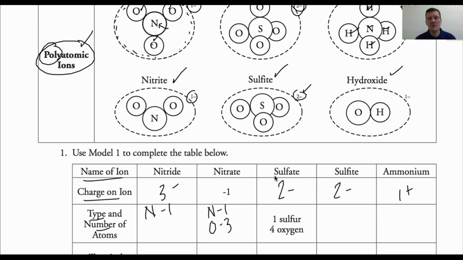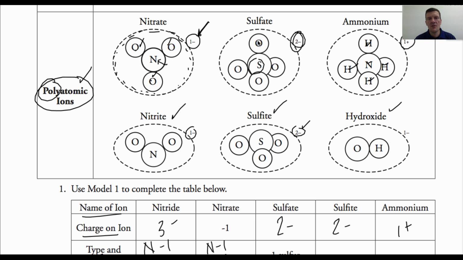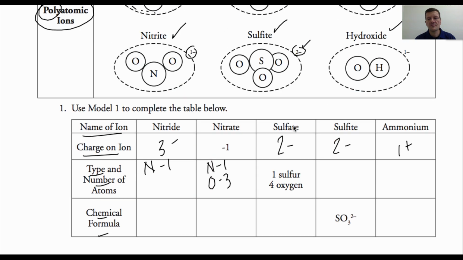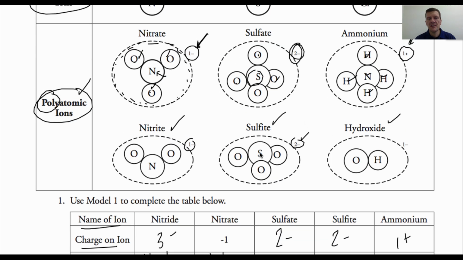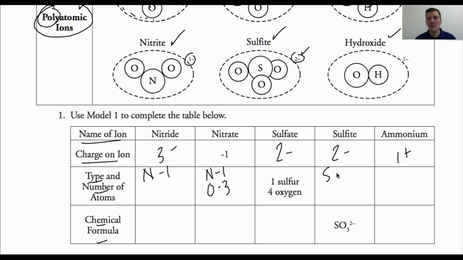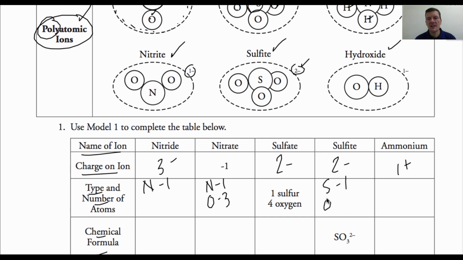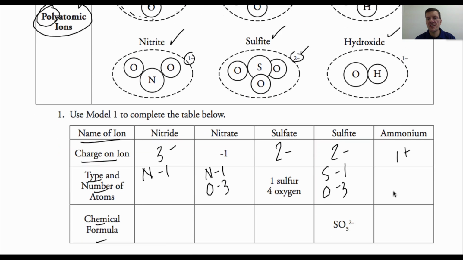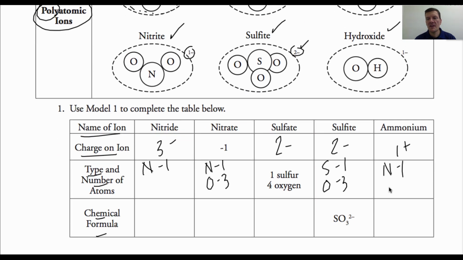Sulfate, 1 sulfur, 4 oxygens. Sulfite has 1 sulfur and 3 oxygens. And ammonium has 1 nitrogen and 4 hydrogens.